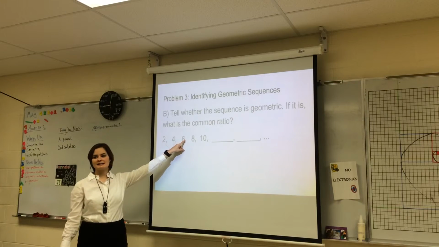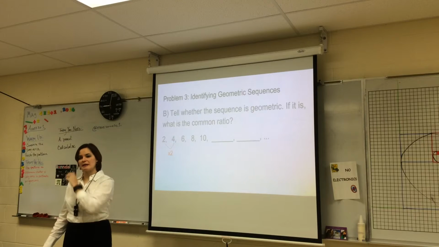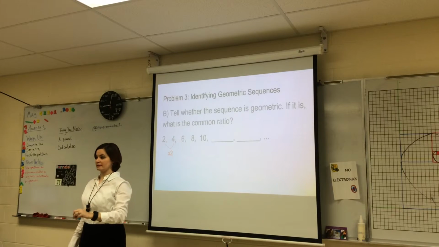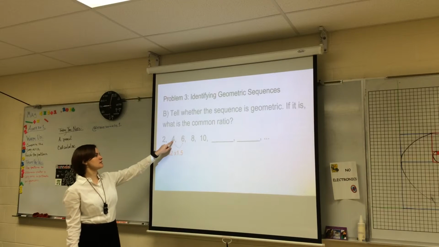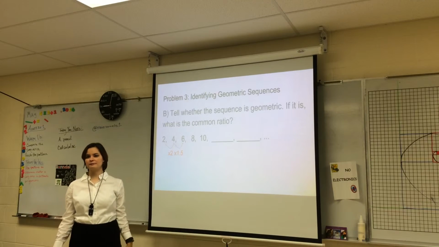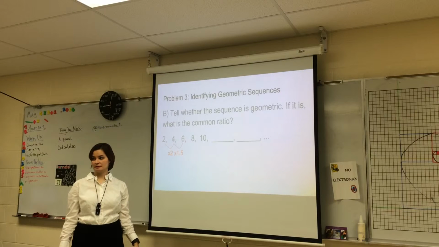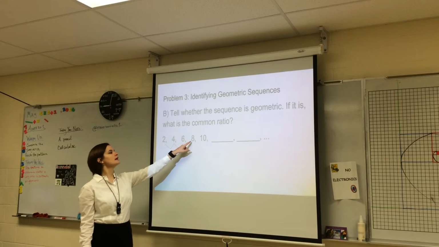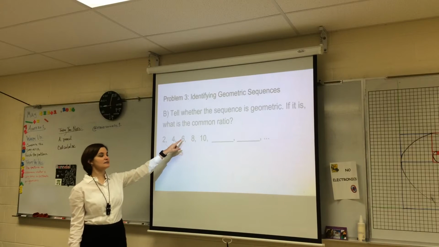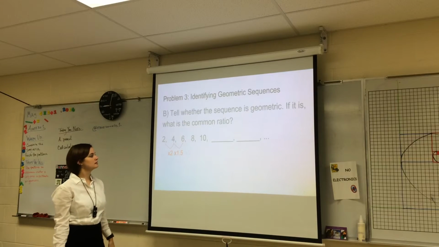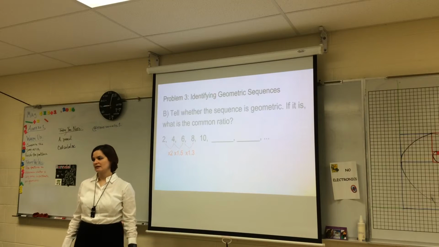From 4 to 6, we're going to multiply. Remember, because I'm asking, is it geometric? So I know I'm going to multiply, right? Times 1.5. I could divide 6 divided by 4 and get 1.5. Here, 6 times what gives me 8? So I'm going to divide. 8 divided by 6 is 1.3 repeating, right?